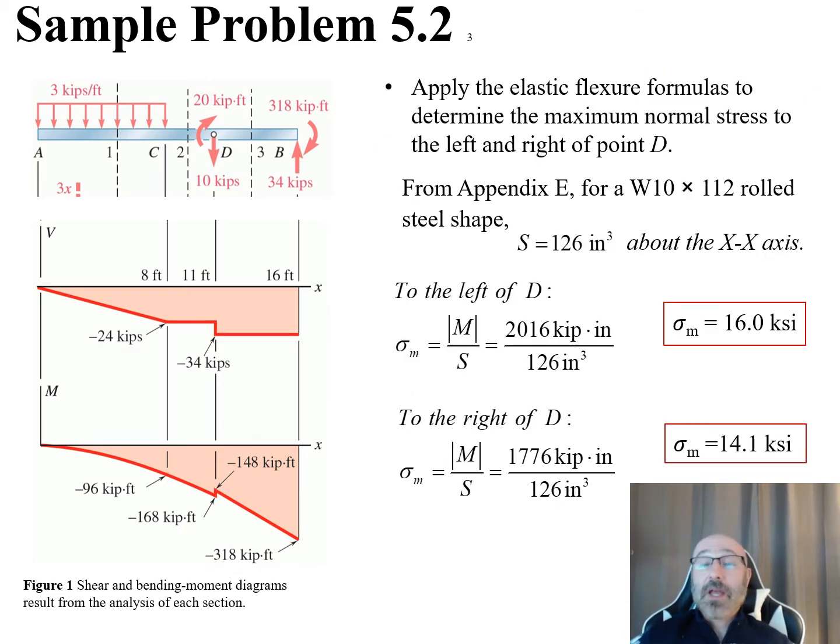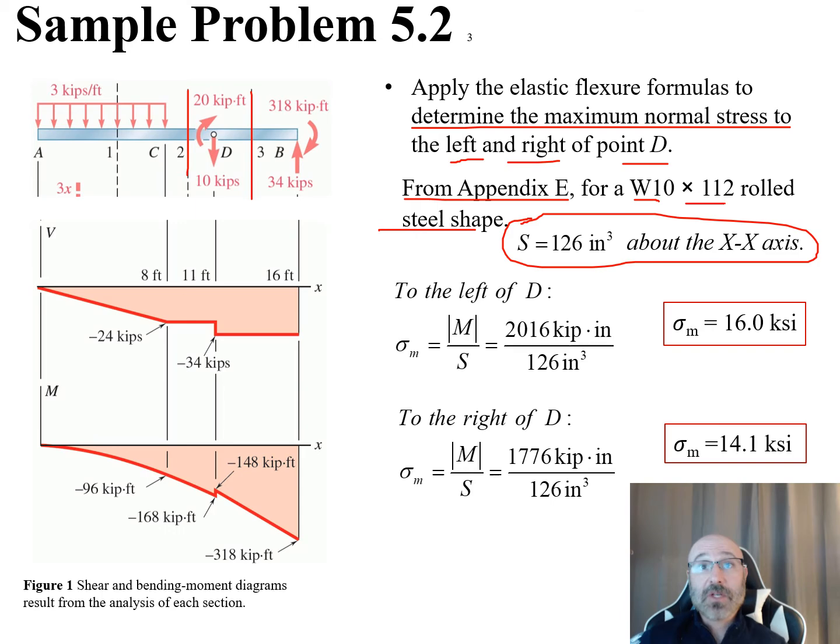So now we recall the next part and the last part of this problem they asked us to solve for was to determine the maximum normal stress to the left and to the right of point D right here. So we want to do this on the left and the right of point D in order to get that maximum normal stress. So we can go back to Appendix E in our textbook. And when we go back to Appendix E, what we see is we can look up what they gave us in the problem statement, W10 by 112 rolled steel, and we can get our value for this here. So let's go right now and take a look at Appendix E.